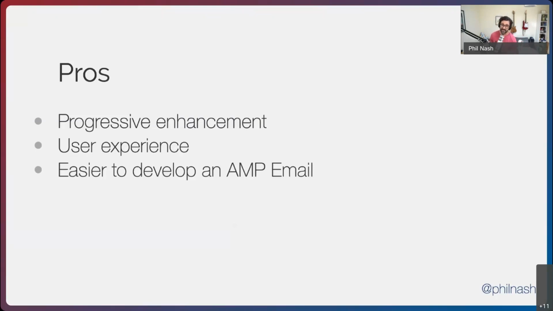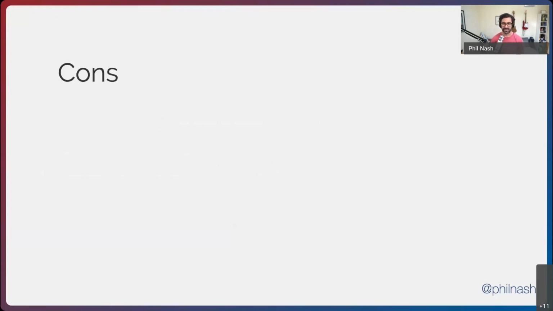On the con side, though, and there are a few, the first one is, of course, it's progressive enhancement, which means that if we were already creating a plain text email and an HTML email, and we still have to create the HTML email, it is adding work in order to create the AMP email as well. So there is more work to this.